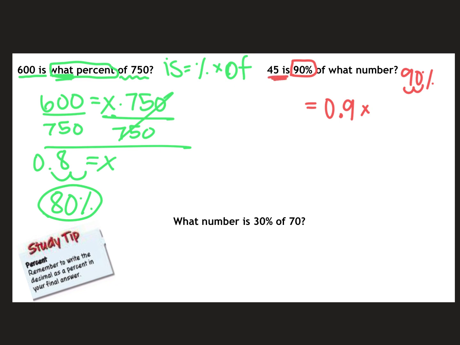45 is, so that's going to go in the spot of my is, and then of what number? That's the part we are trying to find, so that's going to be my variable. I'm going to pick a different one since I used that multiplication symbol. And then again, just divide by the number that's with the variable. So now we're going to do 45 divided by 9/10, and when I do that, I end up with an answer of 50.